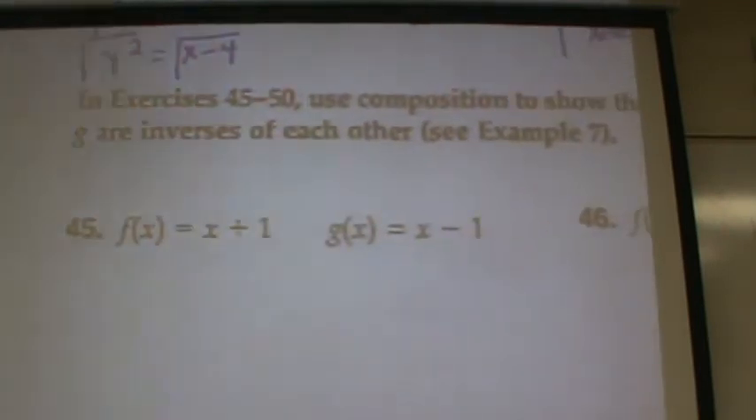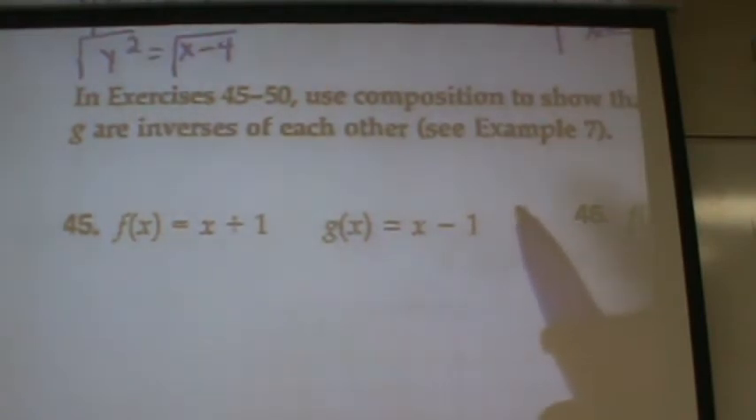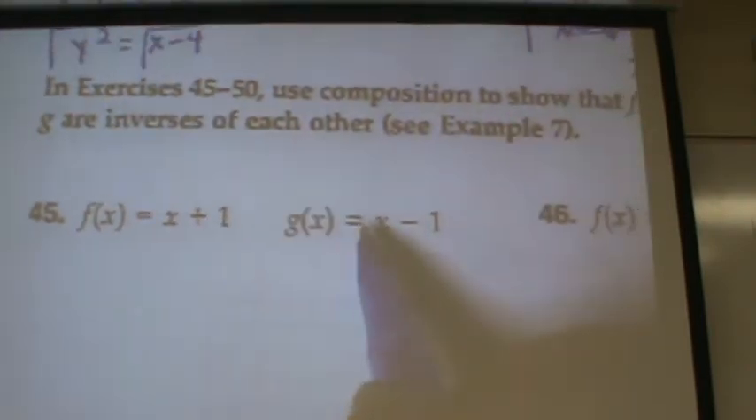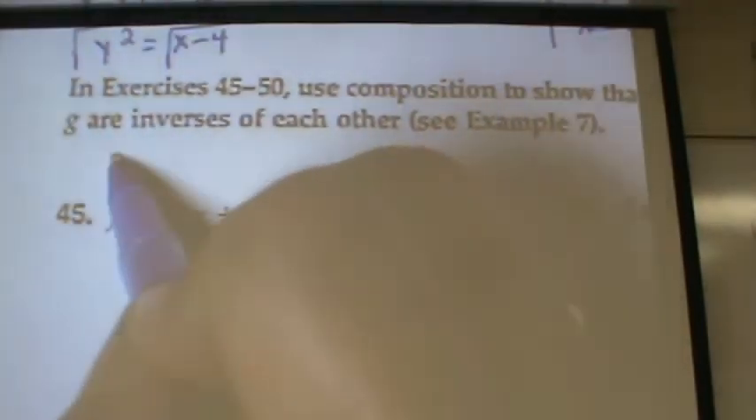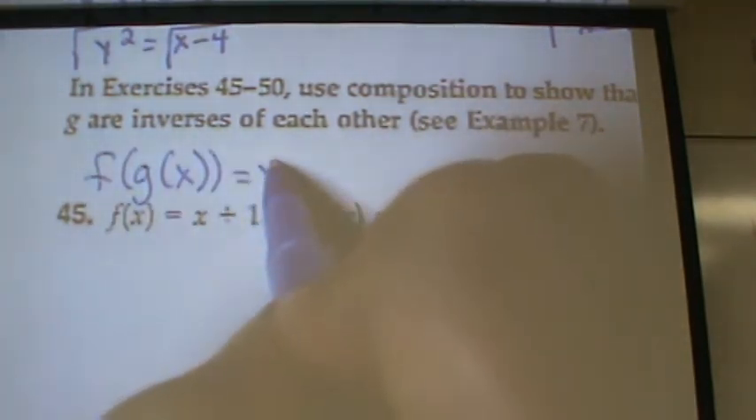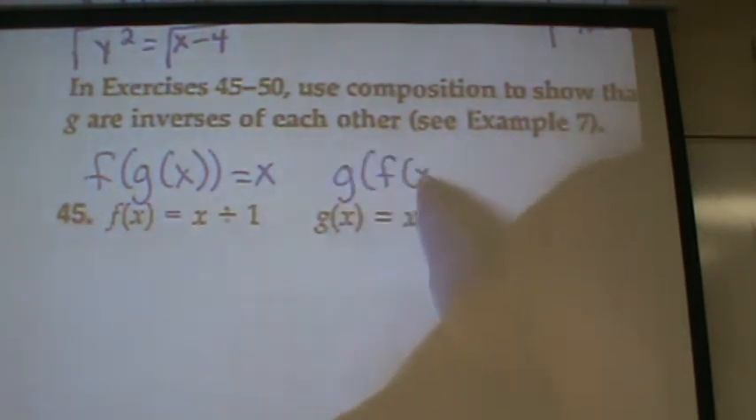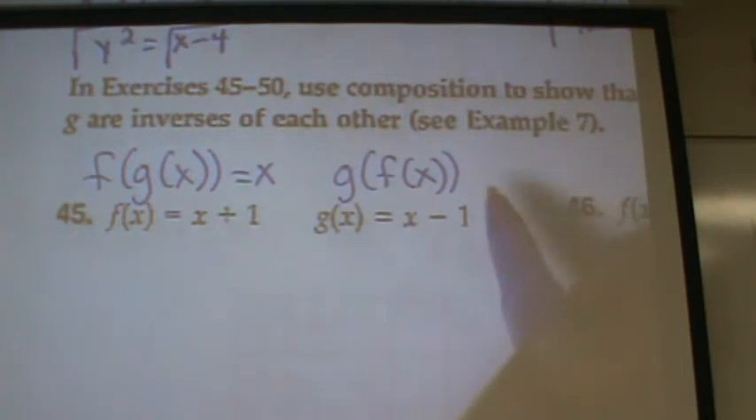In the last 3 problems, you need to find the compositions of these. We're going to prove that this is the inverse of that. So what you have to do is f of g of x. You're going to prove that that's x. And g of f of x. You're going to prove that that's x.